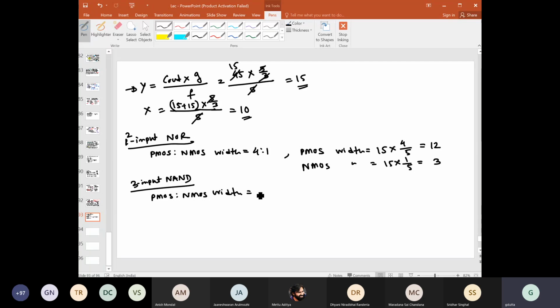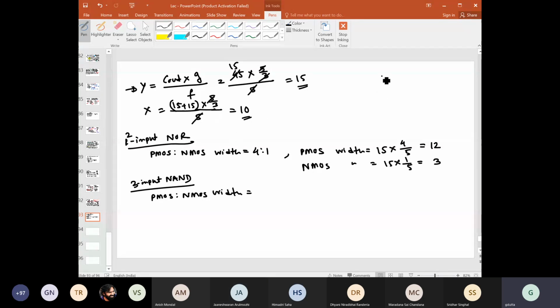Yeah, please tell me, what is the ratio of PMOS to NMOS width? 1:1. Are you sure? Could you please recheck? 2:1. Maybe. Okay. Why should it be like this?